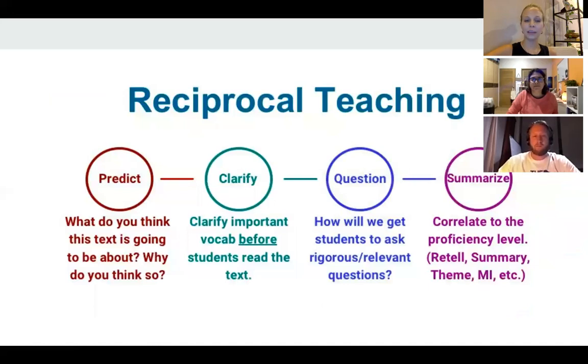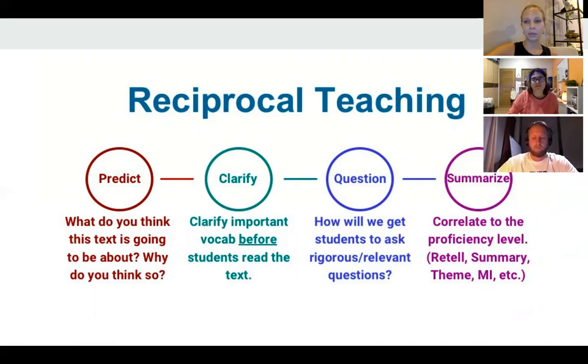There are 4 different steps in reciprocal teaching. The first step is making predictions. While you are making predictions, you think about what is going to happen in the text, what you think the text may be about, and you're coming up with information from your background knowledge on why you think so. The next step is clarification.